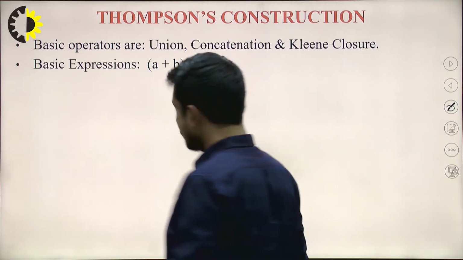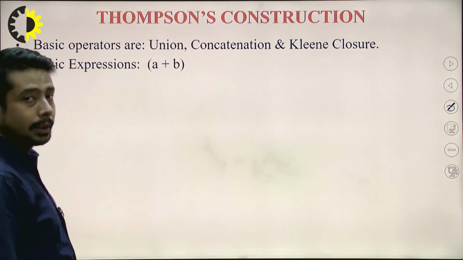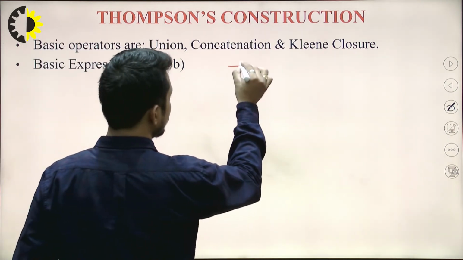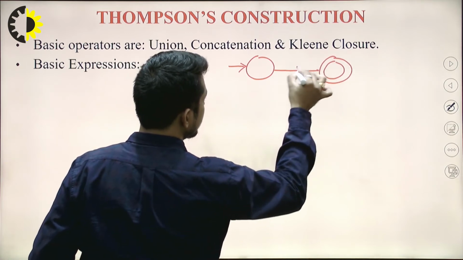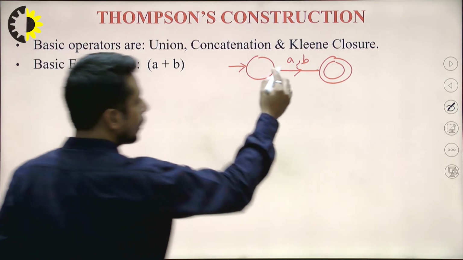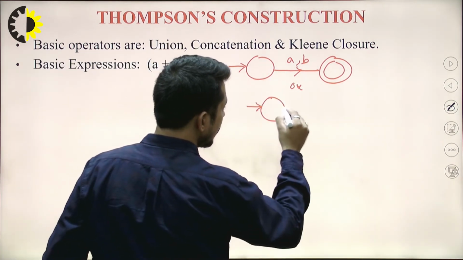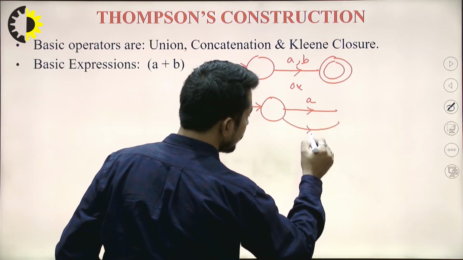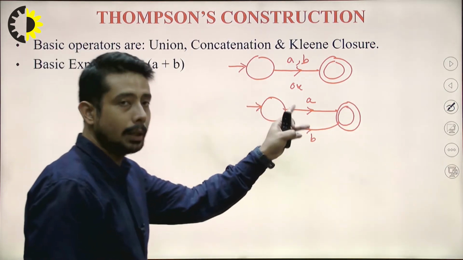A plus B. How do we convert this A plus B into the case of epsilon NFA? Normally, how do we represent it in finite automata? We represent it in this fashion, right? A comma B. See, A comma B means we have one initial state, and there is one transition for A and another transition for B, going to the same final state. This is the meaning of A plus B.